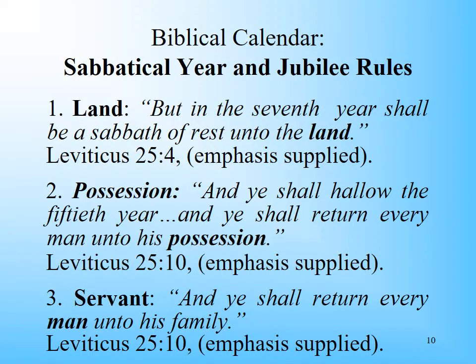The biblical calendar and the sabbatical year and jubilee rules. The first rule is regarding the land. Leviticus chapter 25, verse 4, "But in the 7th year shall be a Sabbath of rest unto the land." The second rule is regarding possession. Leviticus chapter 25, verse 10, "And you shall hallow the 50th year, and you shall return every man unto his possession." The third rule is regarding the servant. Leviticus chapter 25, verse 10, "And he shall return every man unto his family."